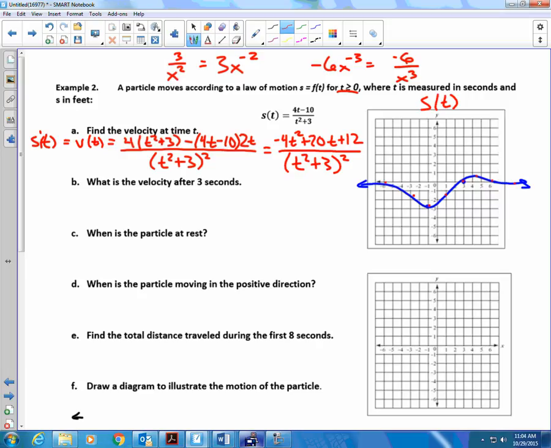So that's my derivative. Doesn't look pretty, doesn't have to. We're just going to use it in order to answer the questions that we have in front of us.